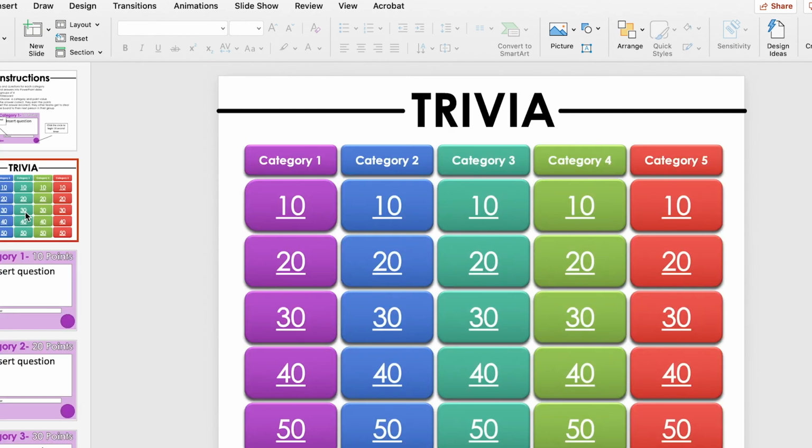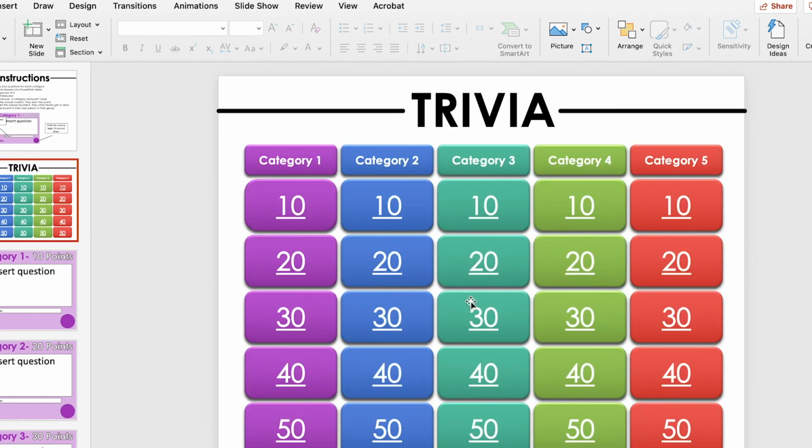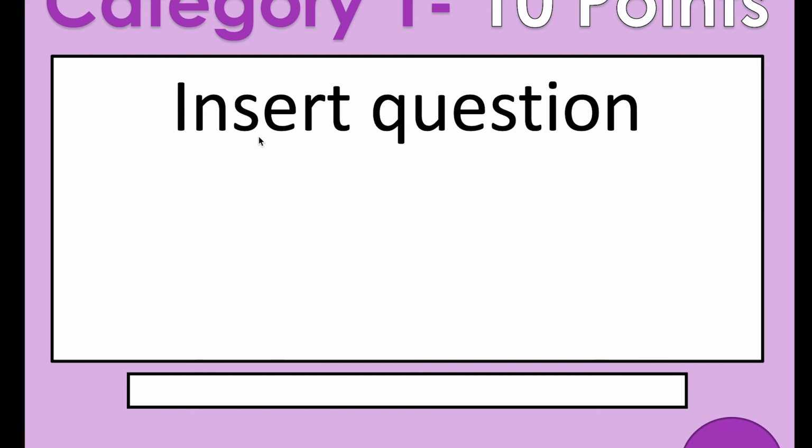The next game is going to be pretty much a game everybody knows, which is like a trivia game. But it's basically like a Jeopardy game, but we don't play it with cash. We just play it with points. So if you look on it, if we click on category 1, question 10, you're going to have a space for your question, and then you're going to have a space to put your answer. Then you're going to have an arrow that will take you back to the main screen.